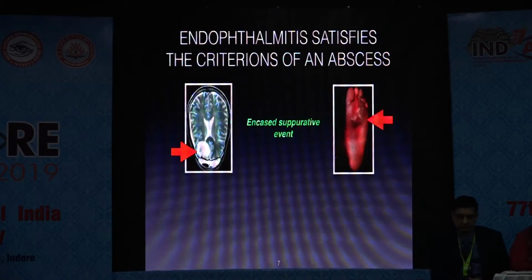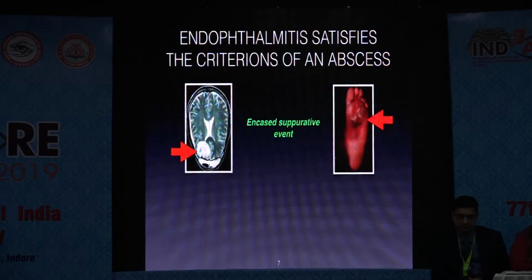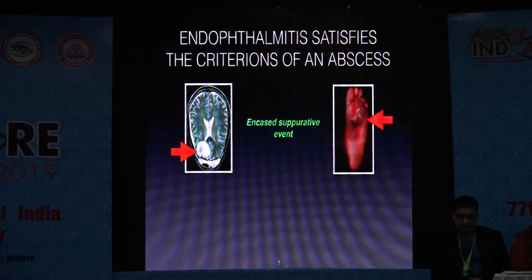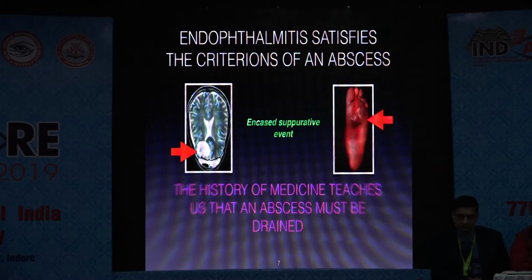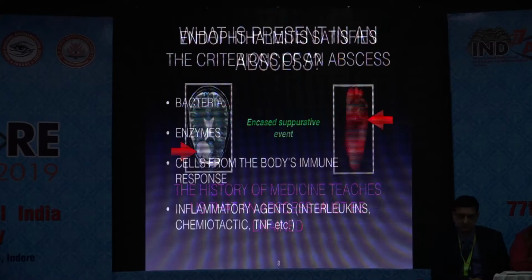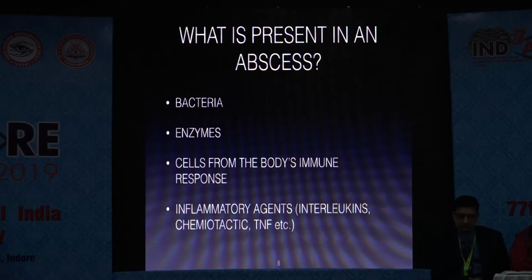Now, endophthalmitis essentially satisfies the criteria of an abscess. You have been through medical school, and you know that medicine teaches us that abscesses have to be drained. So what is present in an abscess? We know that we have bacteria, enzymes, cells from the body's immune response, and inflammatory agents of different sorts.